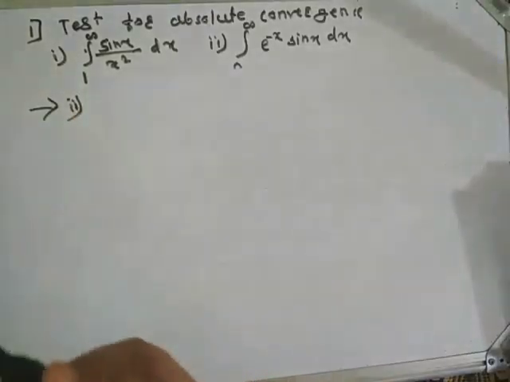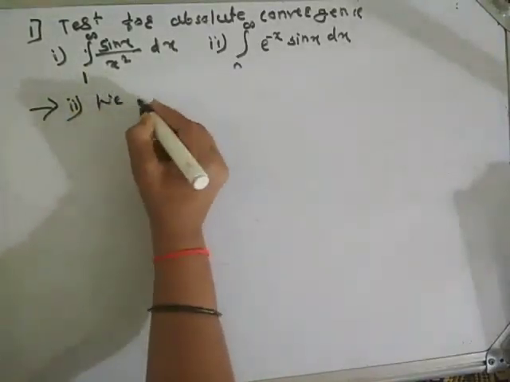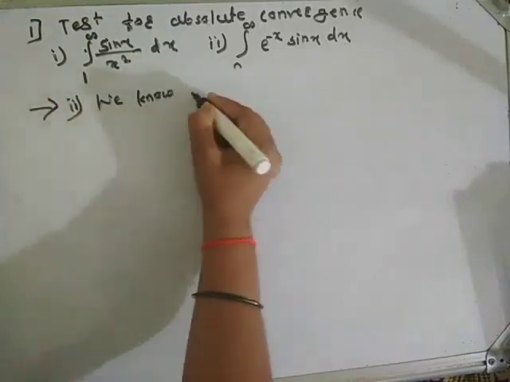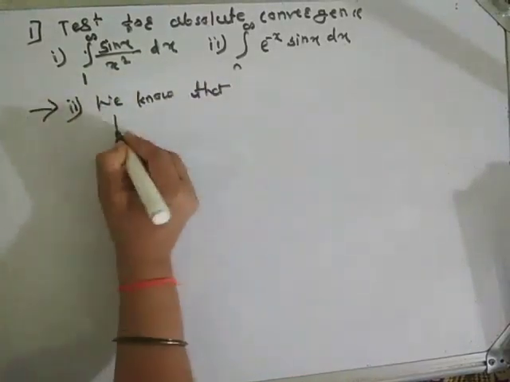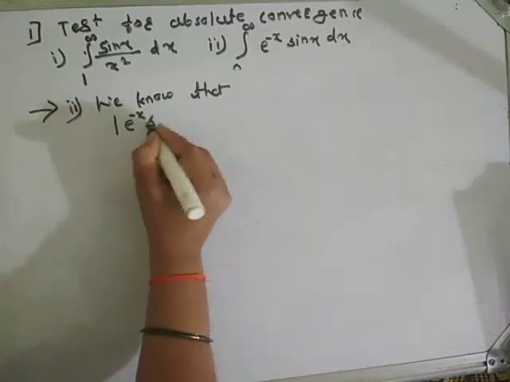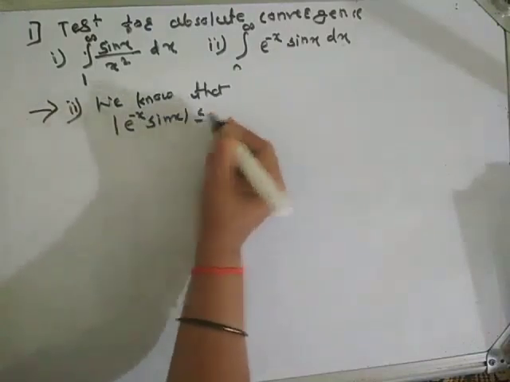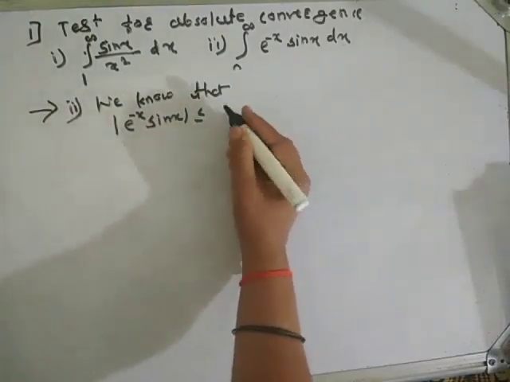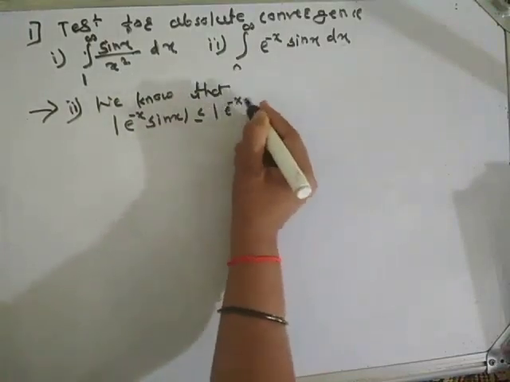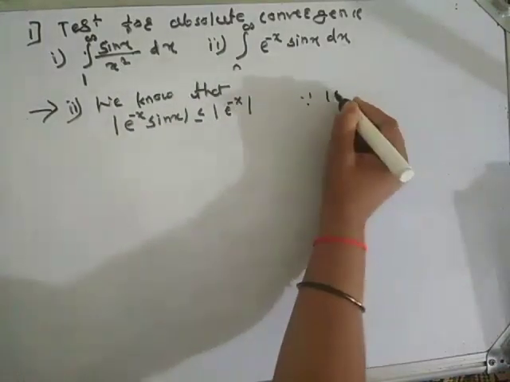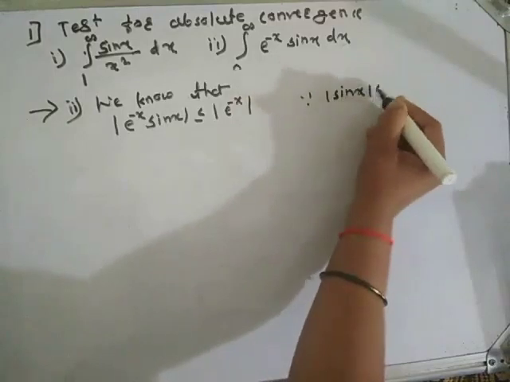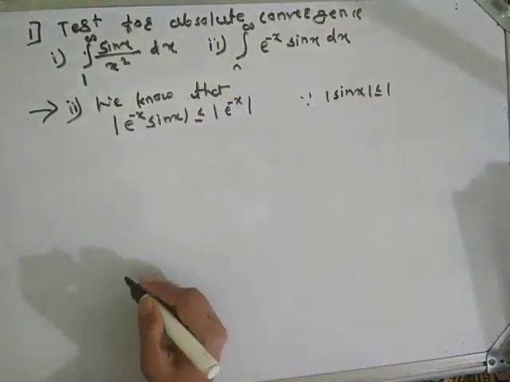Solve second. We know that modulus of e raised to minus x sin x is less than or equal to mod of e raised to minus x, since modulus of sin x is less than or equal to 1.